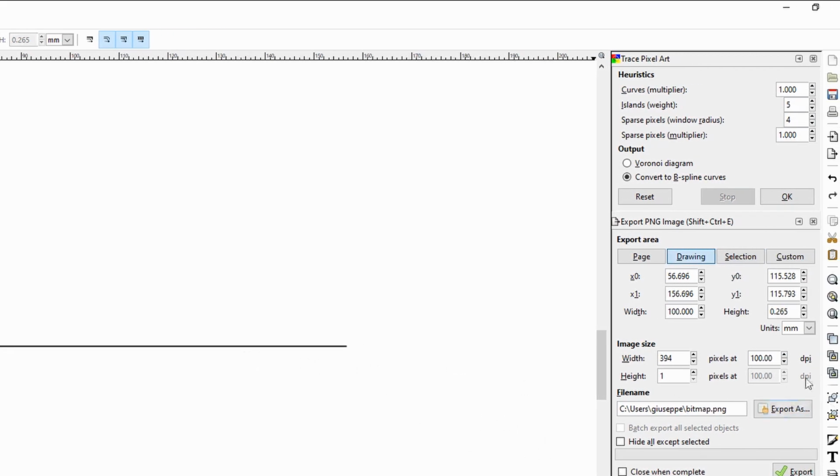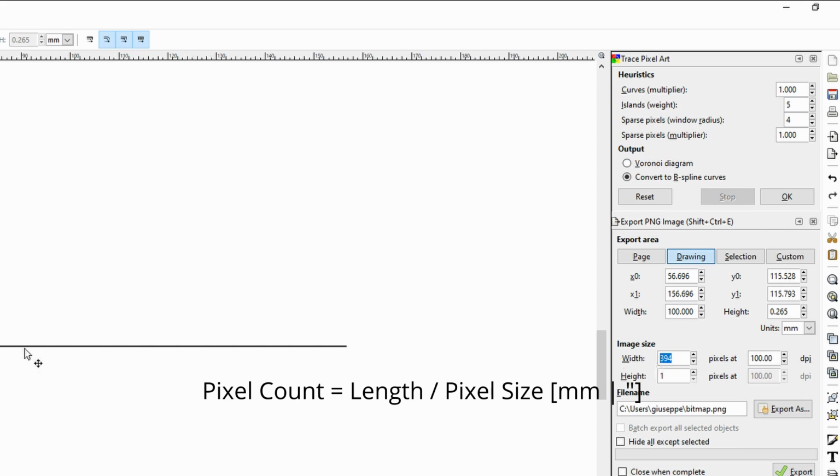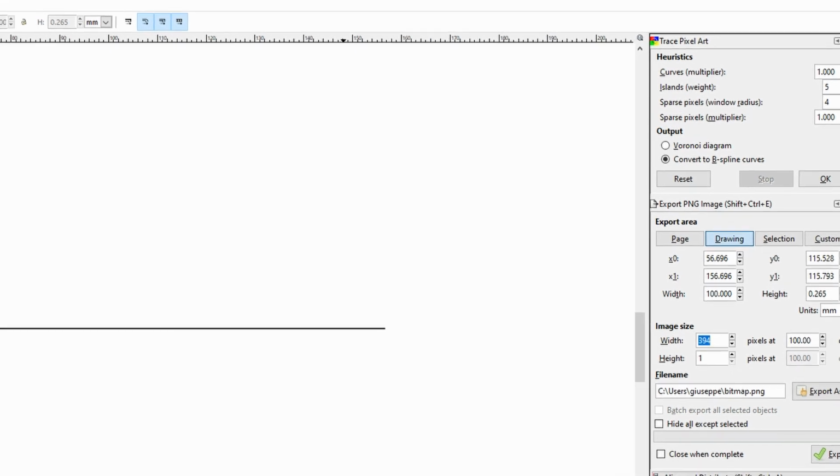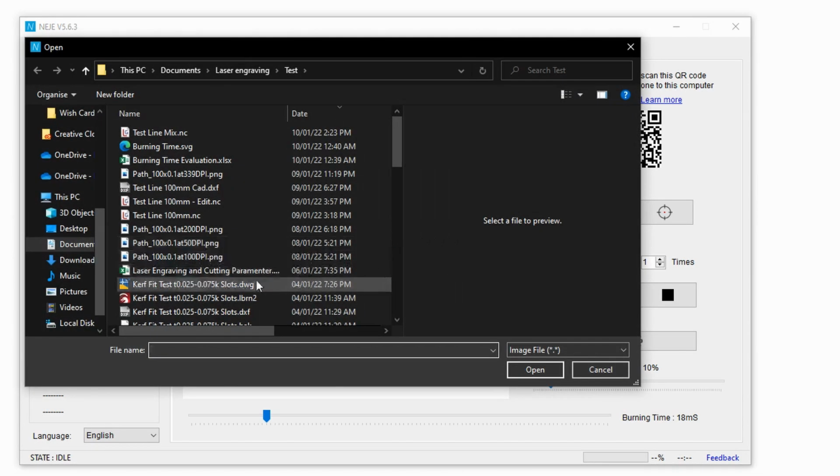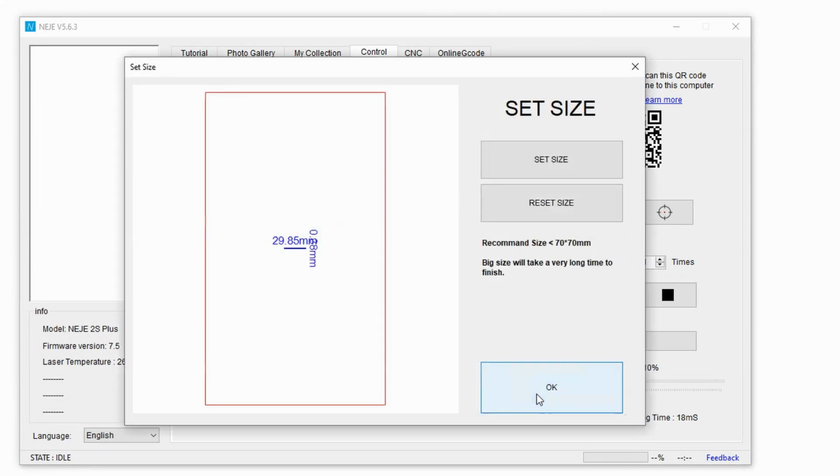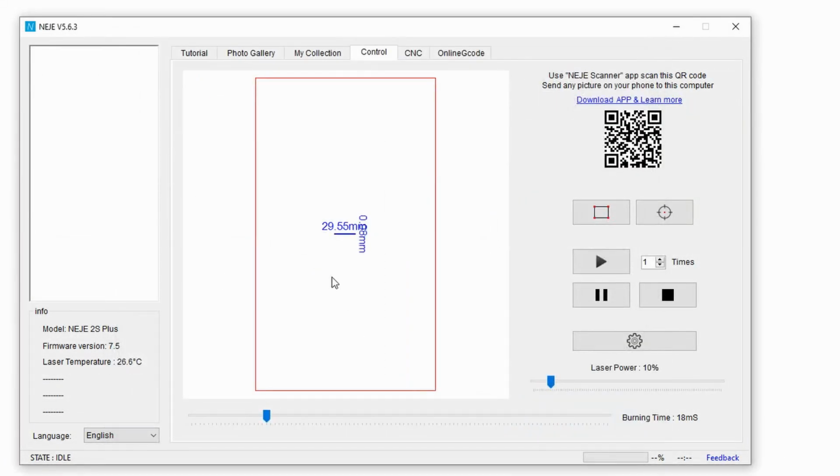If I export this line at 100 DPI, which is fairly enough for computer screens, what the software is doing is a simple mathematical calculation. It's 1 inch divided by 100, and this gives you a pixel dimension of 0.254 millimeters. Then it takes the length of your design and divides it by that pixel dimension, and you end up with the pixel count in this specific direction. This is our width in this case. But what happens is that a pixel here has a dimension of 0.254 millimeter. When you import the line, which I've already exported, 100 millimeters at 100 DPI, the line in the canvas ends up being a fraction of that length.